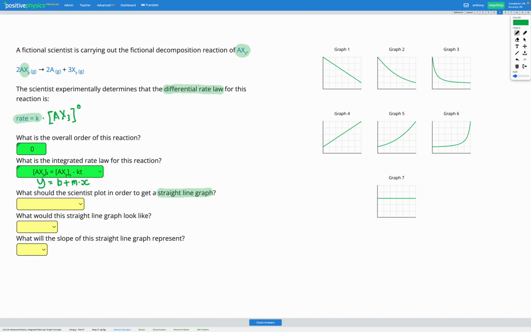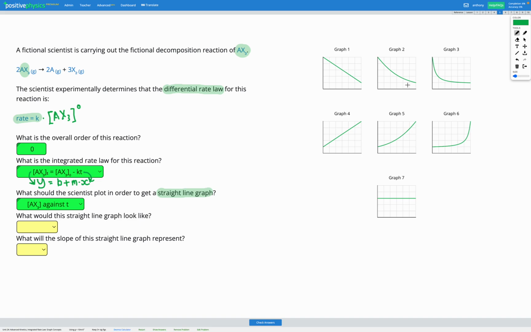So what should the scientists plot to get a straight line graph? Well, they need to plot AX3 at time t on the y-axis and t on the x-axis. So they're going to be plotting the concentration of AX3 on the y-axis against t on the x-axis. That's going to get us a straight line graph.